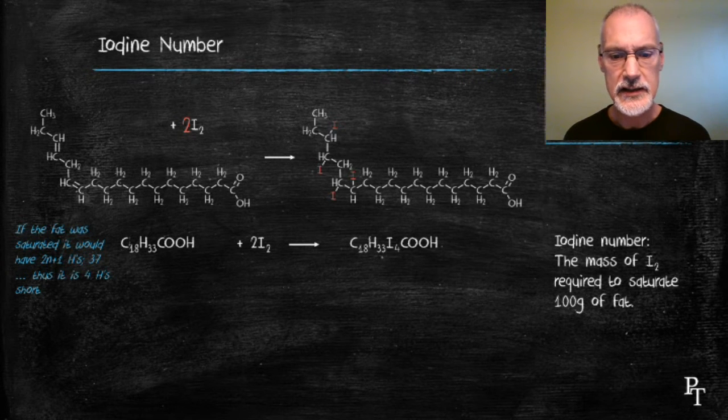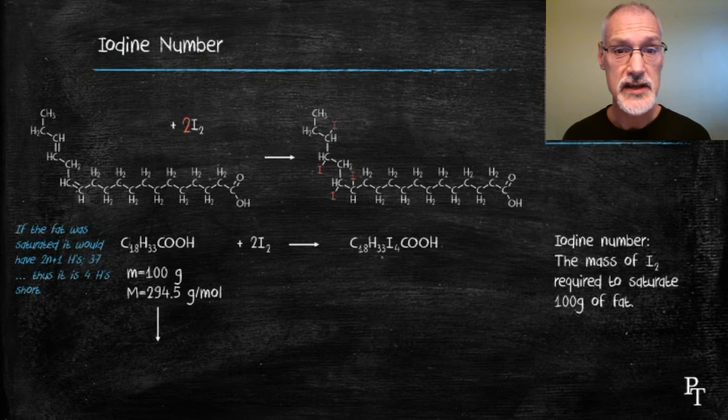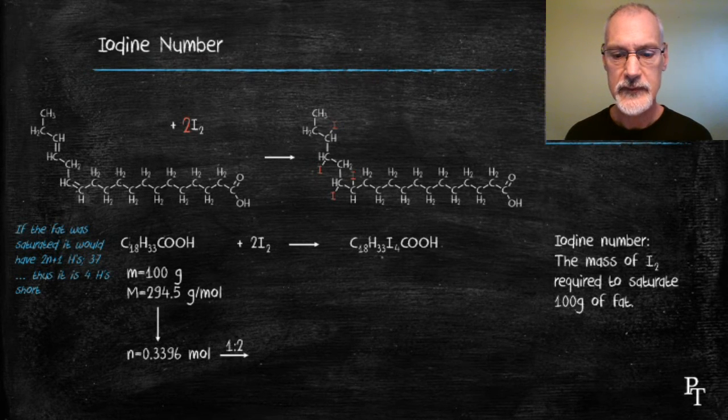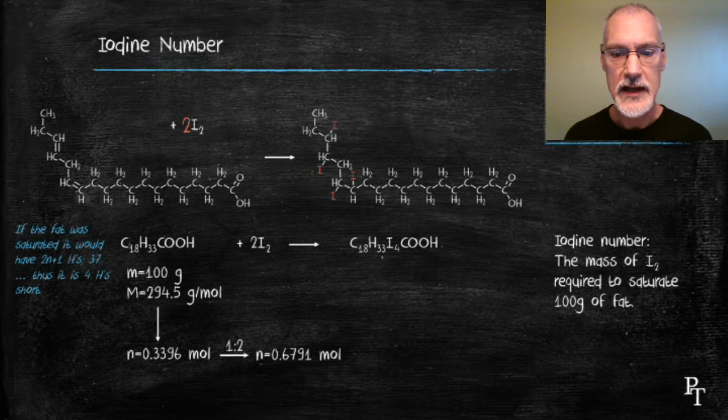Now, to determine the iodine number, I begin with 100 grams of the fat, and with knowledge of its chemical formula, I can determine its molar mass. Using those 2 bits of information, I can calculate the number of moles of my fatty acid. From the balanced chemical equation, I see a 1:2 ratio exists between the 2. So I double the amount of moles I have of the fat.